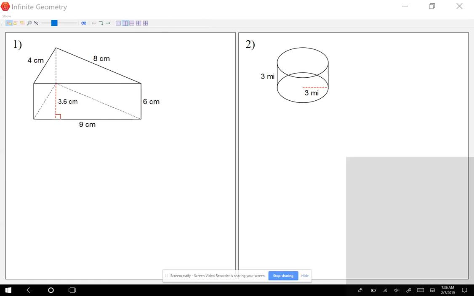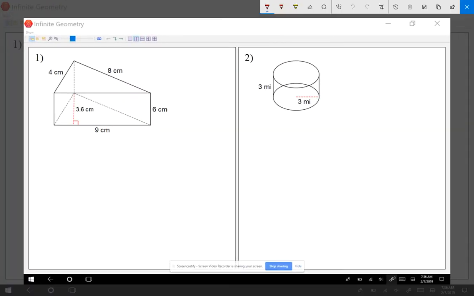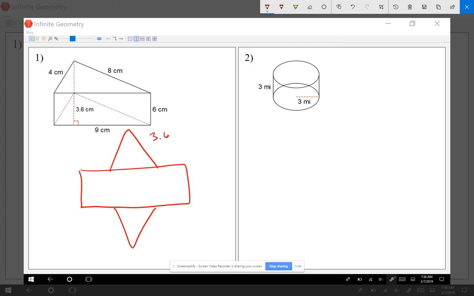On prisms and cylinders for the review, I told you guys to start by drawing a big rectangle and two bases. So I'm just going to write a big rectangle. In this case, the bases are two triangles. Now for my triangles, I always look for the 90-degree symbol, and I ask myself, which two numbers cross on 90 degrees? In this case, I can see 3.6 and 9.